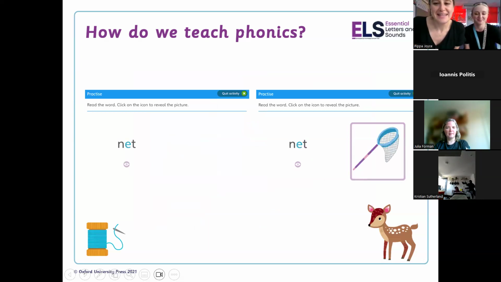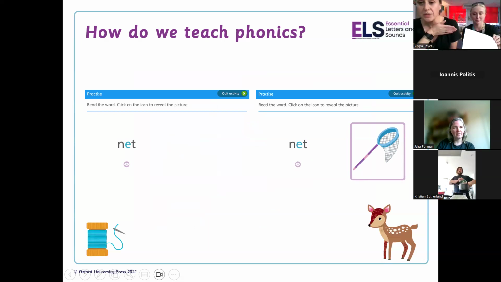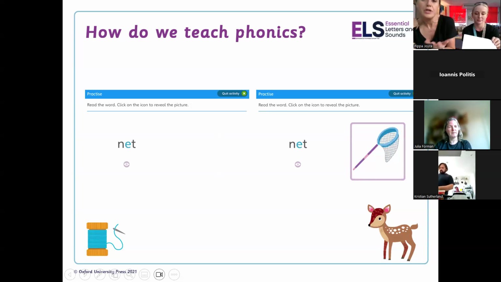These again are another example of the slide. So the left-hand side is what we do with the whole class. I get mine to put on their magic glasses or their binoculars, and they look for where the new phoneme that we've introduced is in the word. So they might notice that it's at the beginning, the middle, or the end. So they'll go, it's in the middle. And we say, yes, it's in the middle.